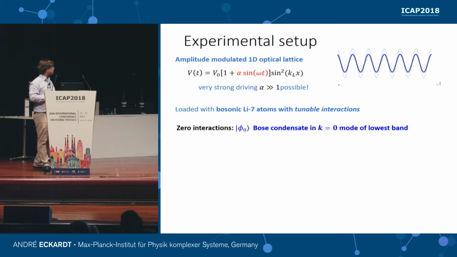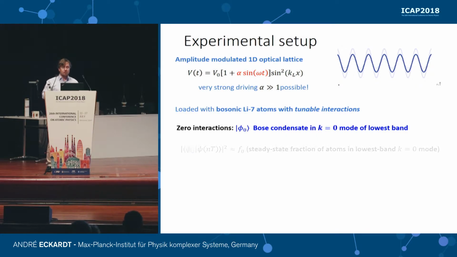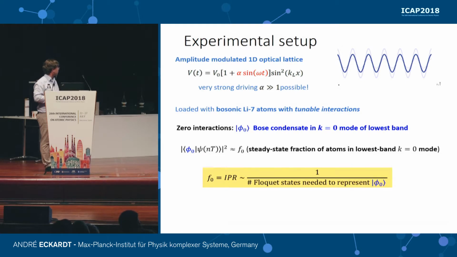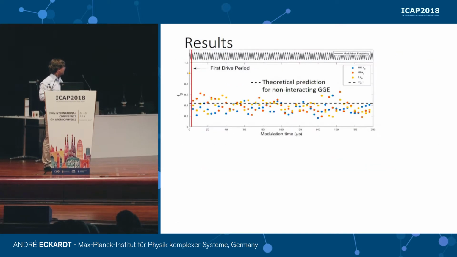And then the ground state we start from is a Bose condensate in the k=0 mode of the lowest band. And now we can also measure or estimate this ground state overlap by just looking at the occupation in the lowest band in the k=0 mode, which they can achieve by doing band mapping after the sequence. And so this fraction of atoms in this mode is a direct measure for the localization.